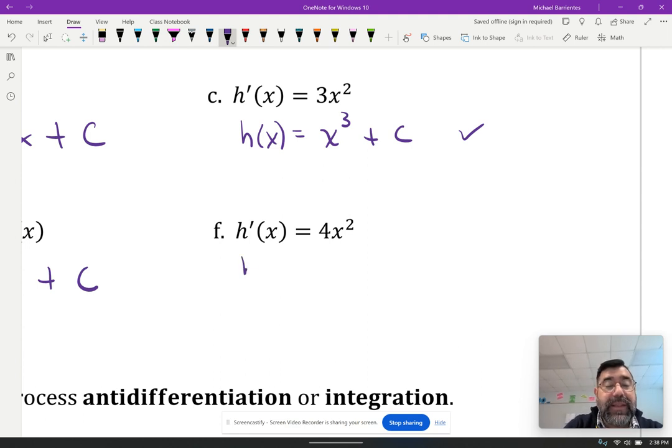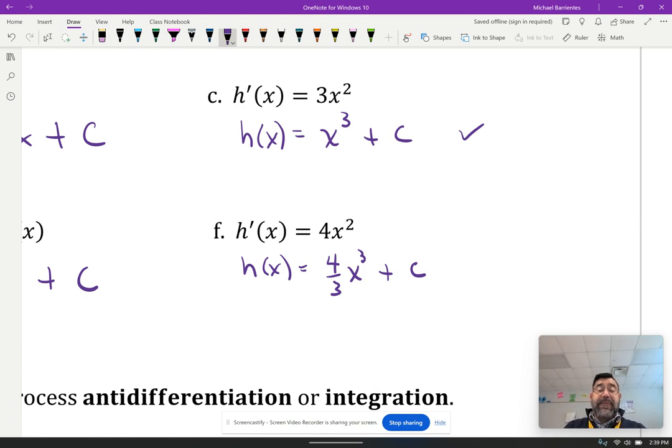What about letter F here? What would that equal? Let's see. What do you think? So if you said 4/3 x to the third, well, then you would be correct, plus c.